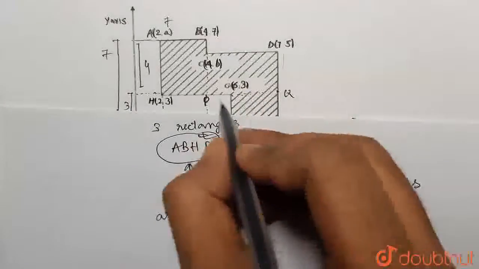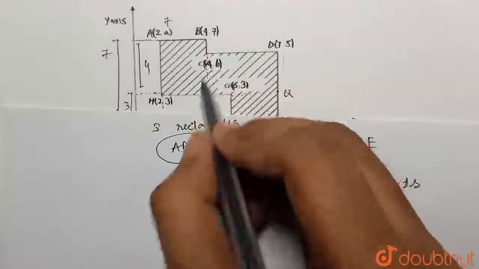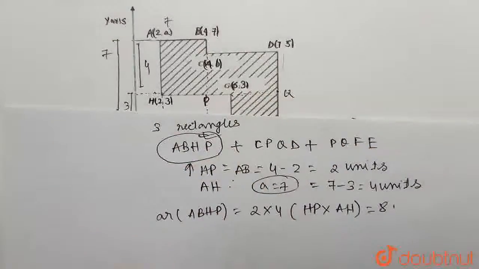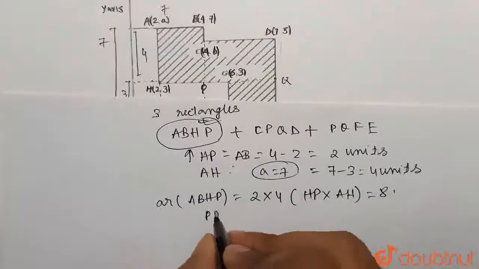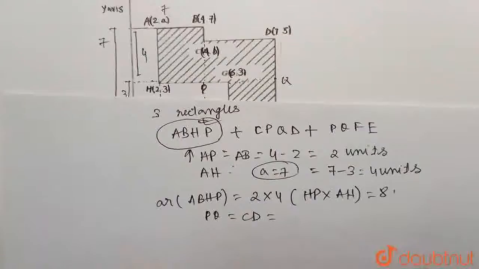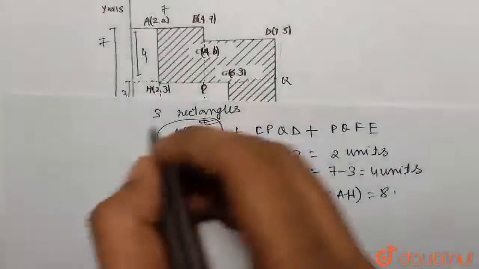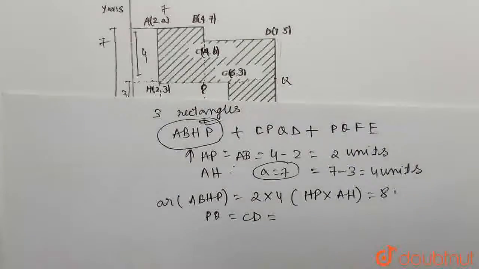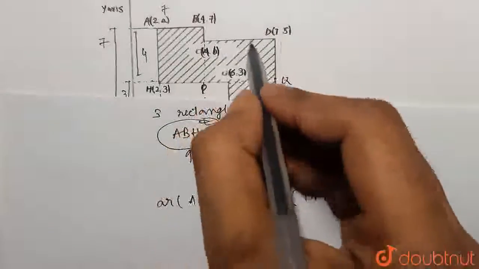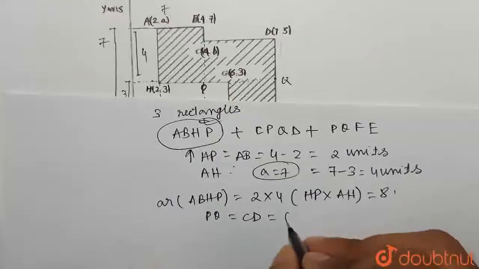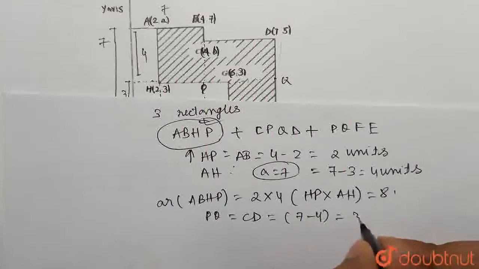Okay, or rather CD or CP. Opposite sides are equal. So PQ is equal to CD, and what is the length of CD? Similarly, the difference between its x coordinates will give you the length of CD. So CD will be simply 7 minus 4, that is 3 units.